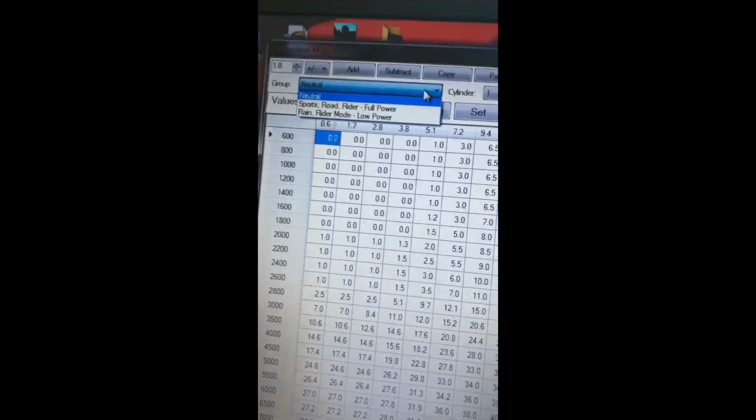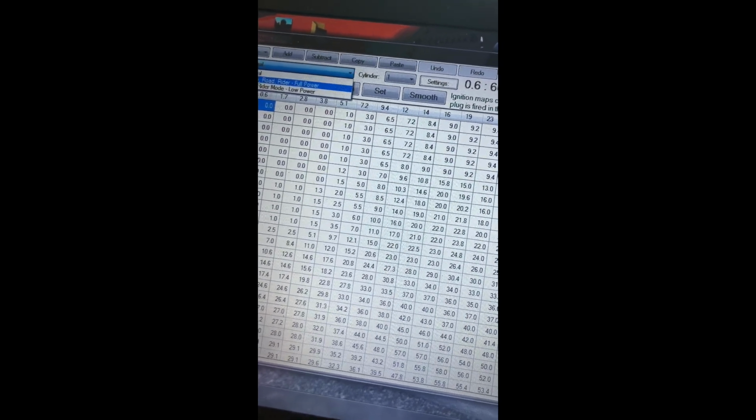All right, so we'll close out of that. We talked about ignition maps. There's a different ignition map here, so you can do it by cylinder, and it's to do with timing, top dead center. We didn't do any ignition timing. We've left it completely stock.